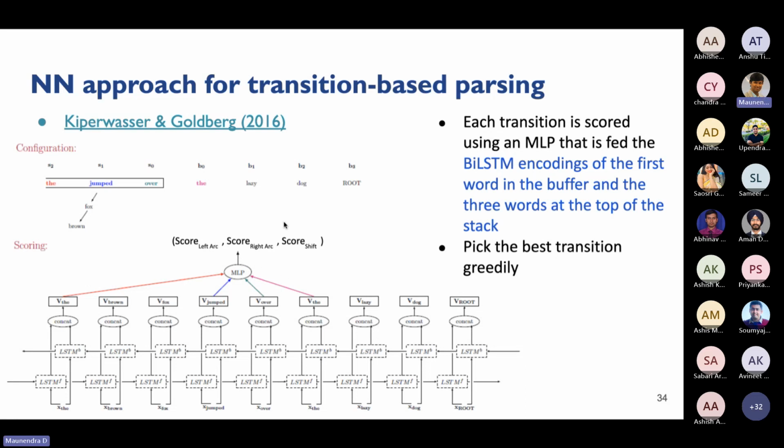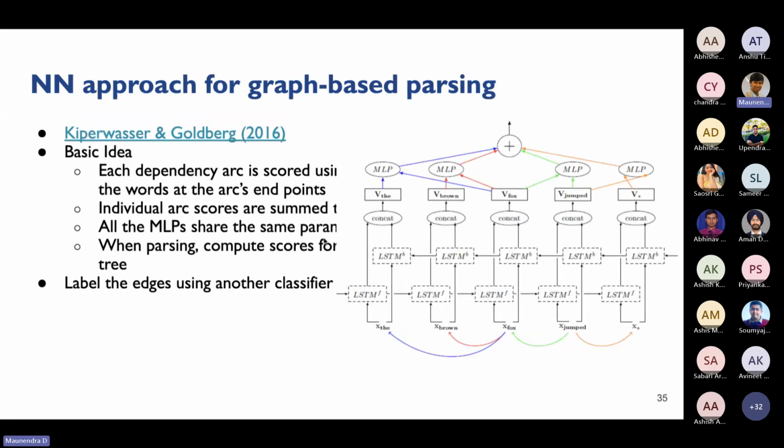And I pick the best transition greedily. So suppose it says that the should be shifted, you simply shift the. So the stack now contains the jumped over the, and the buffer contains lazy dog and root. So like that, this can be done. So this is one approach. Simple. You have the representation of everyone, and based on the representations, you take a decision whether left arc, right arc, or shift. For labels, you can do the same thing. You can also predict the label.